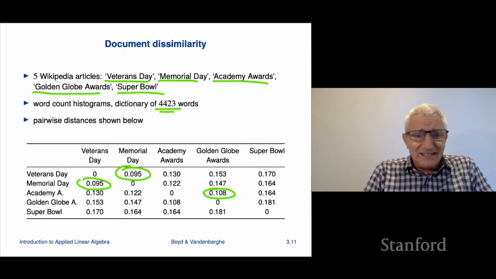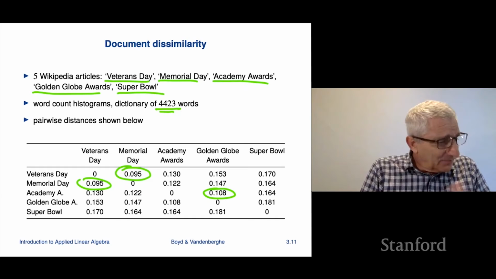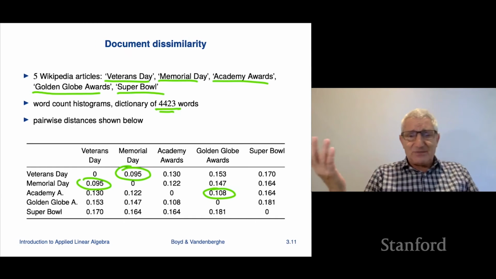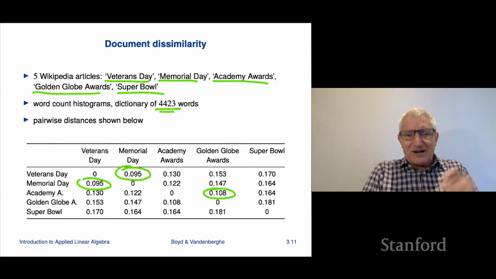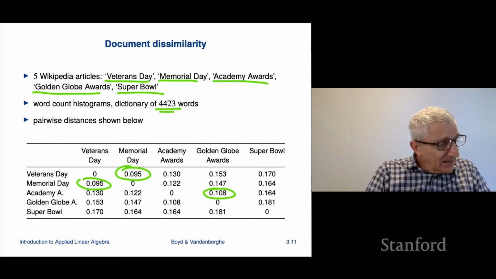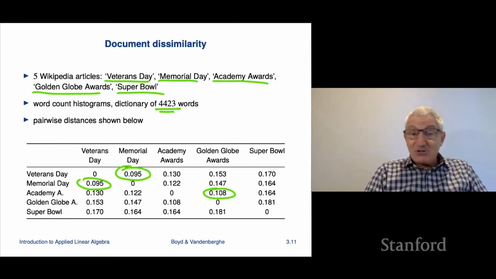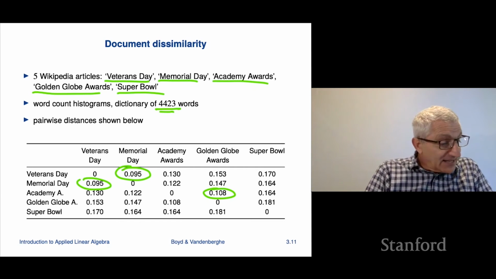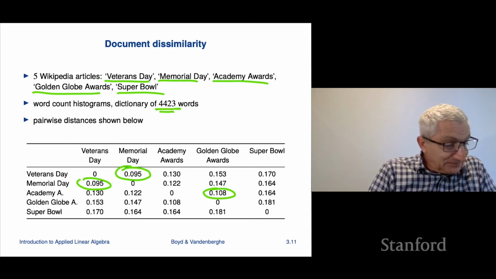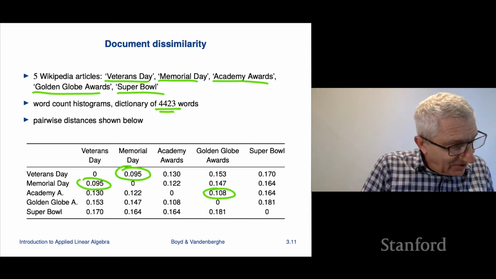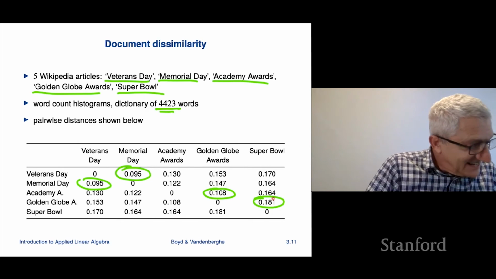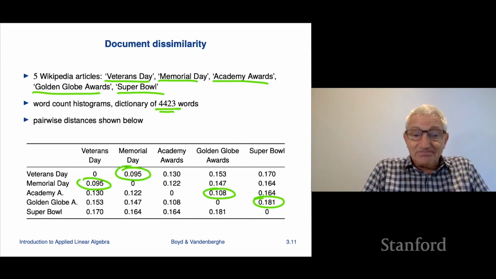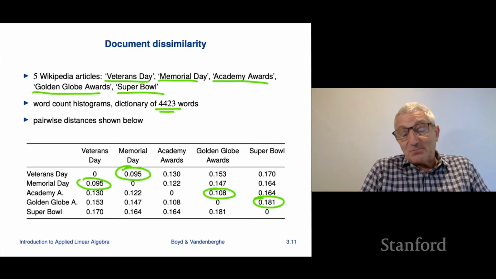Like, I don't know, the word holiday probably appears in Veterans and Memorial or something like that, but not in the Golden Globe Awards, something, right? Okay, so it's actually kind of interesting. So we could ask all sorts of stuff here, right? We could say what's the farthest distance, and the farthest distance, I guess, is going to be the Golden Globe Awards and the Super Bowl. Okay, well, yeah, those seem pretty far apart.